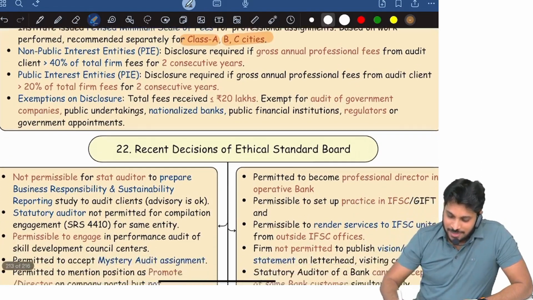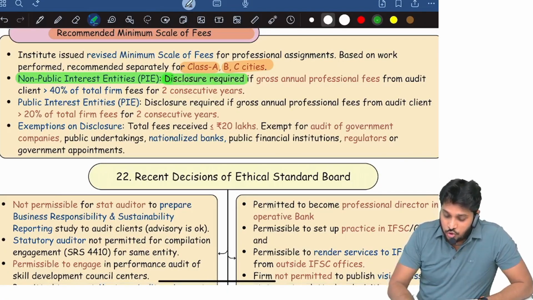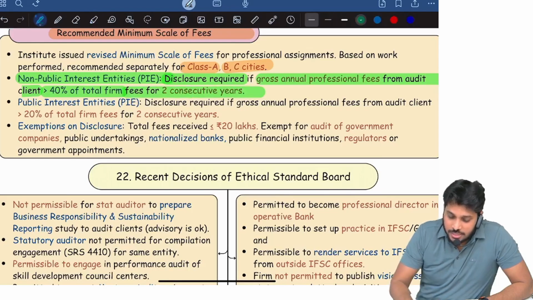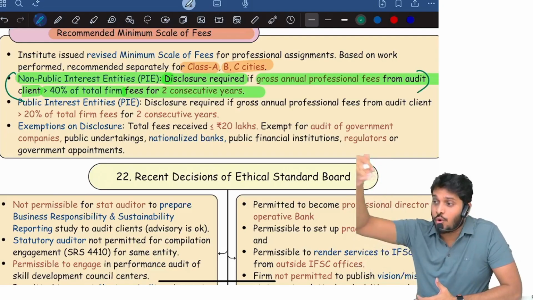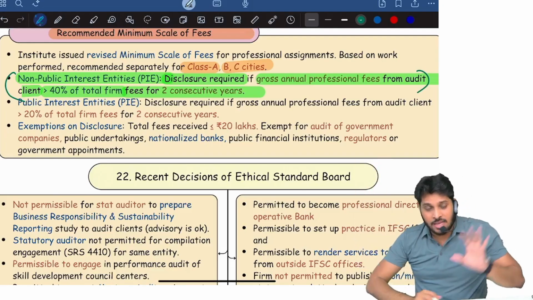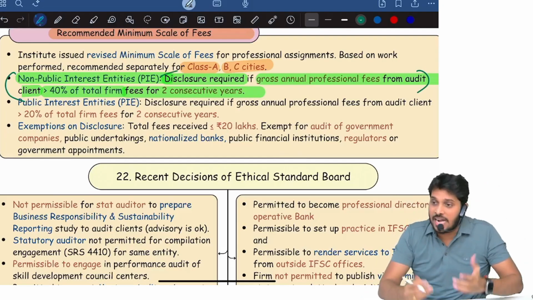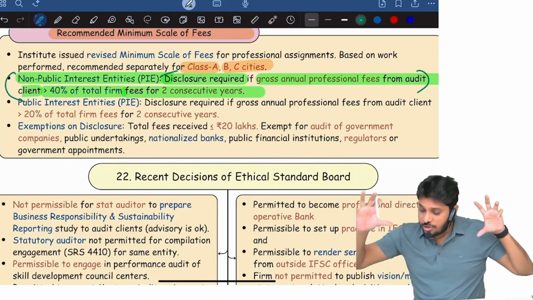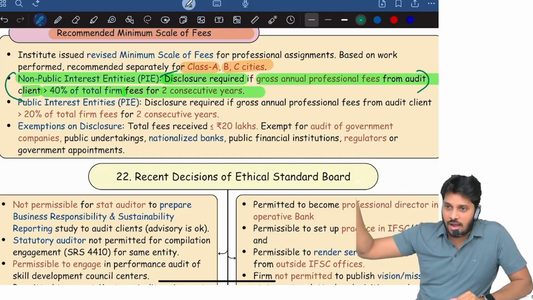Okay, next. If you are doing audit of a non-public interest entity, disclosure is required if the gross annual professional fee from that particular audit client is more than 40% of the total firm fee for 2 consecutive years. Every year we need to file a certain compliance form with ICAI. In those forms, we should clearly mention whether there is any such non-public interest entity client. Non-public interest entity means what? Unlisted clients. So if I have an unlisted client paying a fee that is more than 40% of my firm's total turnover, I should give details about him to ICAI.